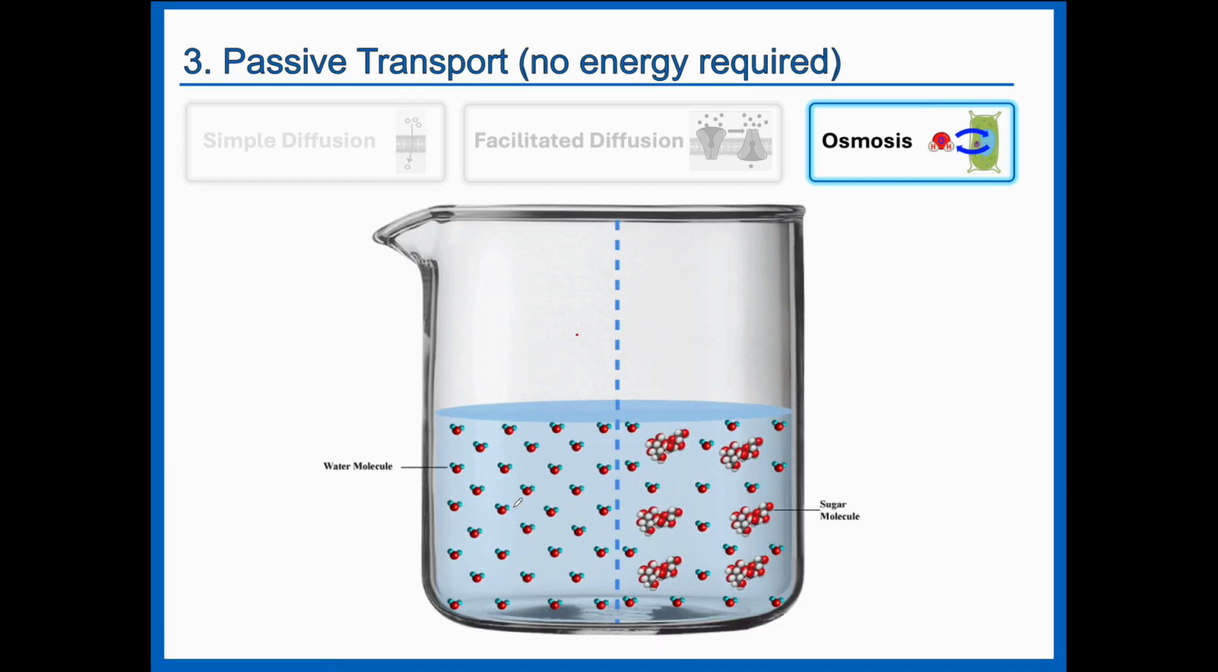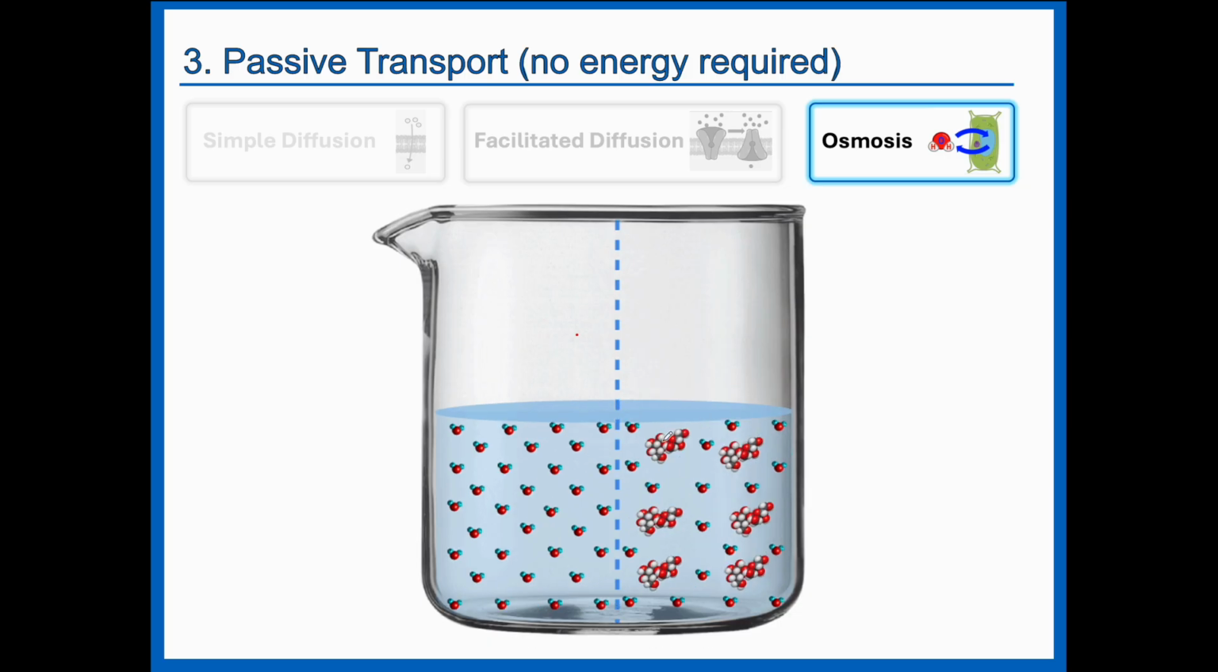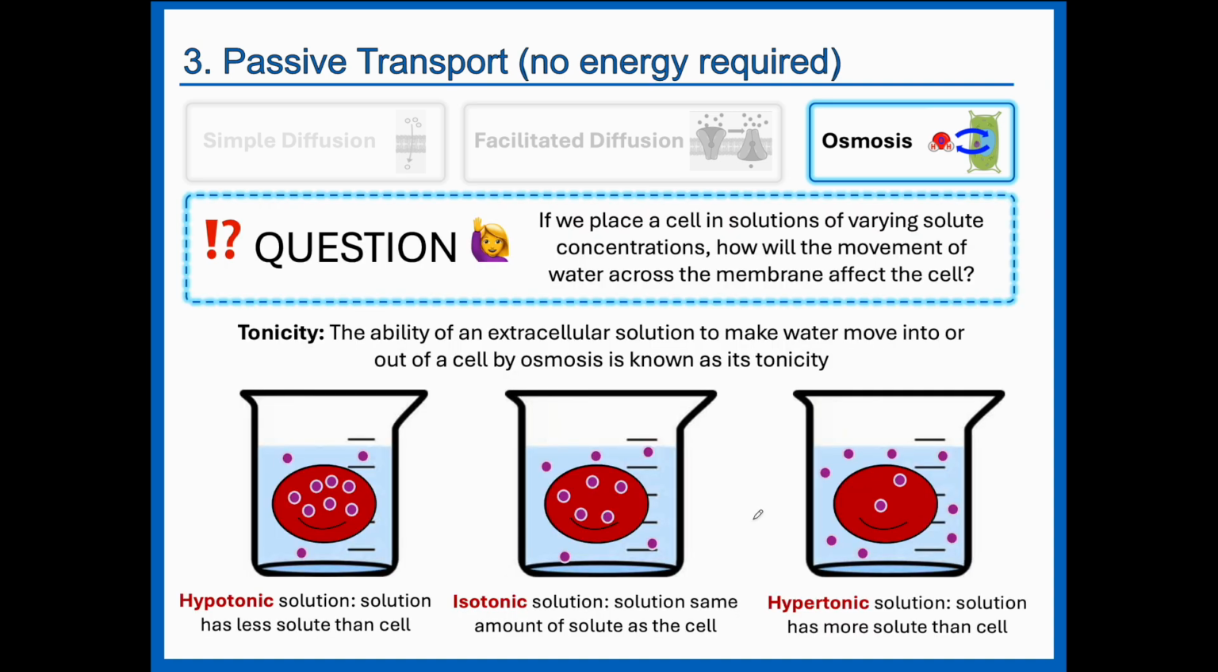Therefore, instead, water will move through the process of osmosis, and water will go to the higher concentration of sugar so that it could dilute that area, right? So that's what osmosis is.